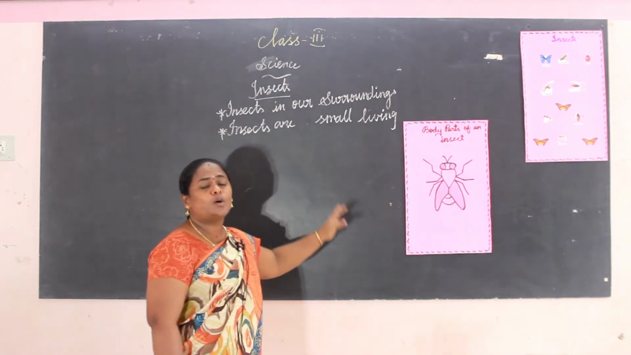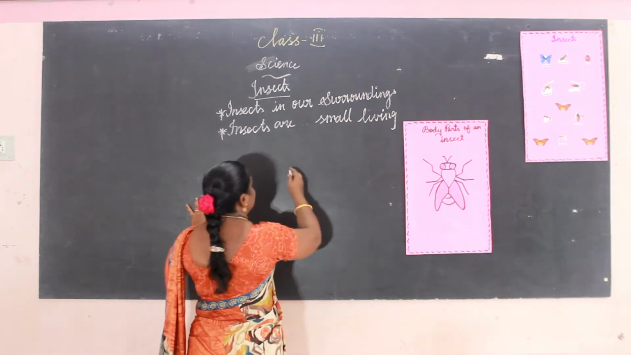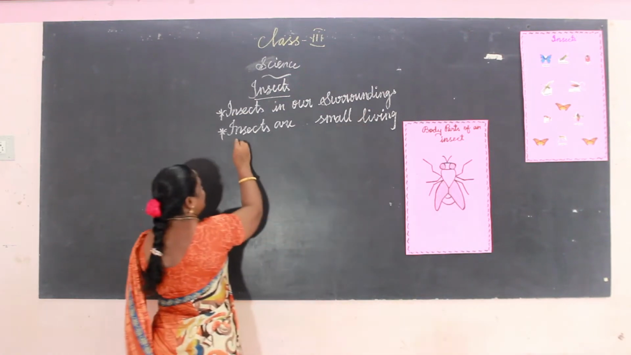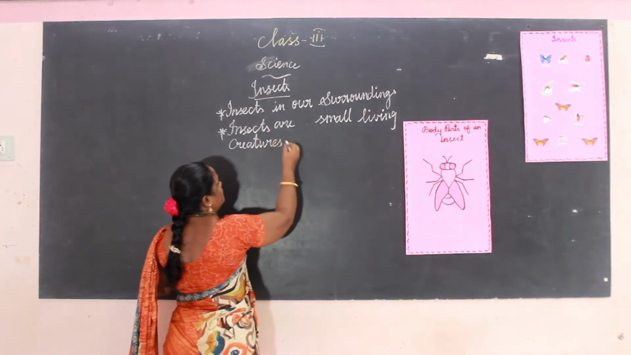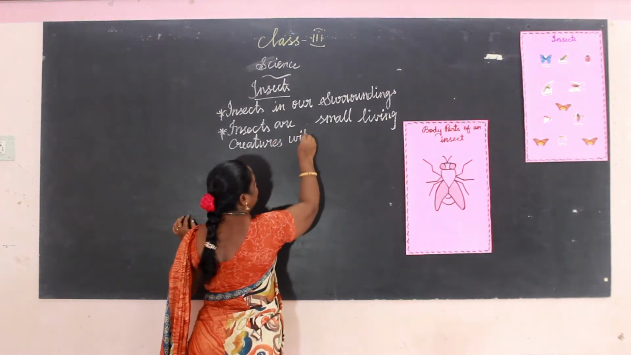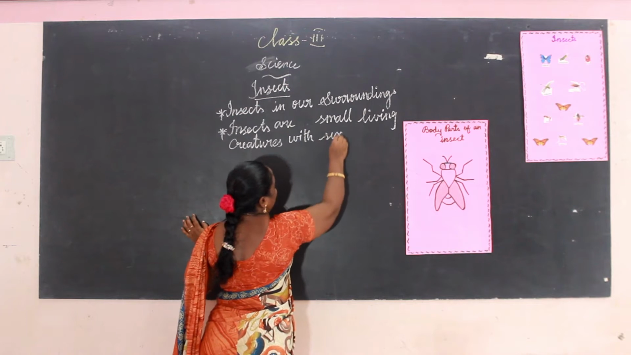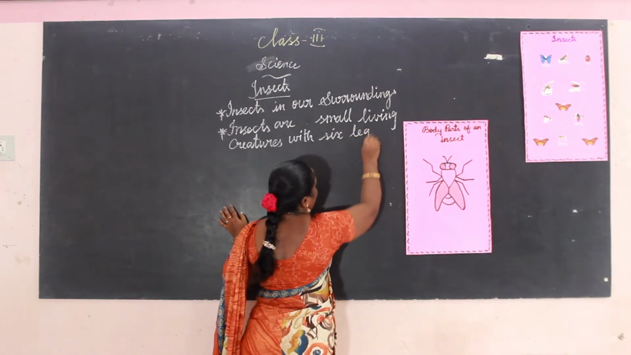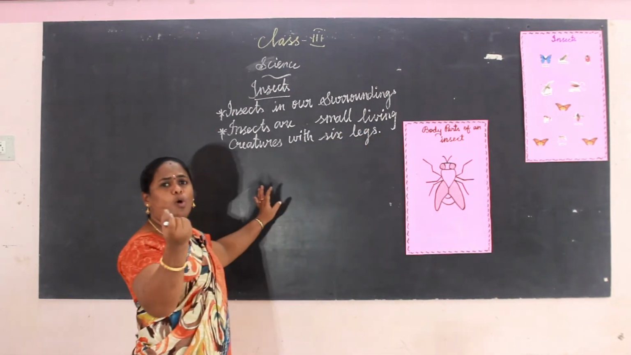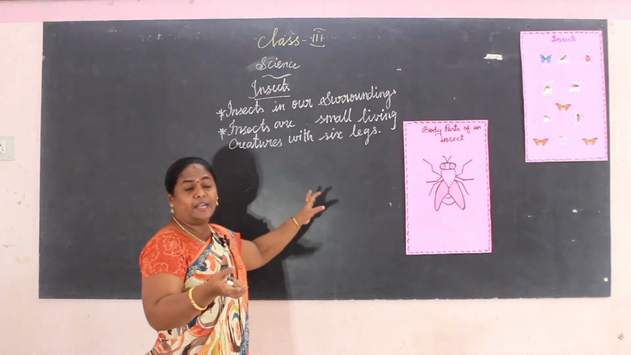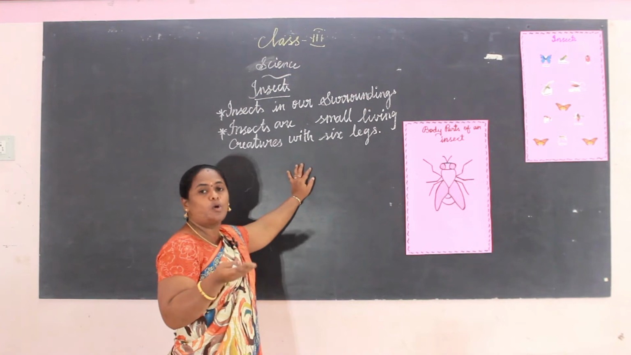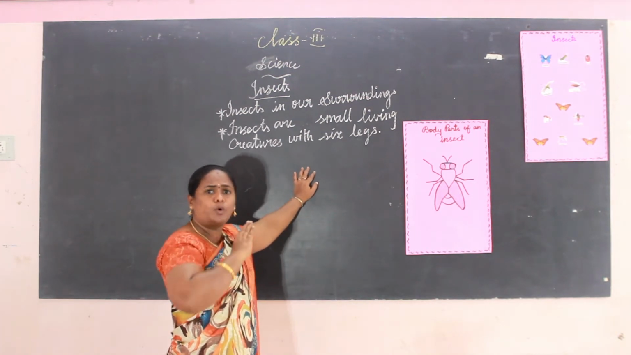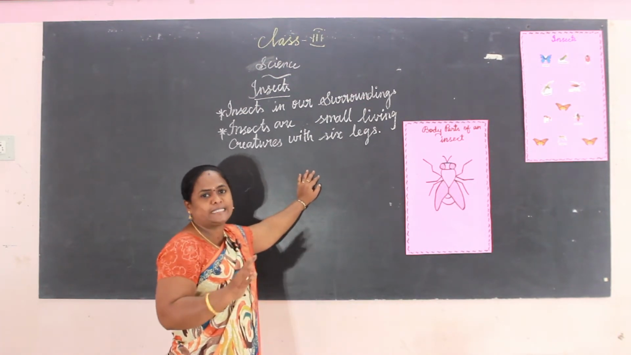So insects are small living creatures with 6 legs. Okay, so insects are very small living organisms. They are also a kind of animal. So they are small living creatures with 6 legs. Most of the insects have 6 legs.